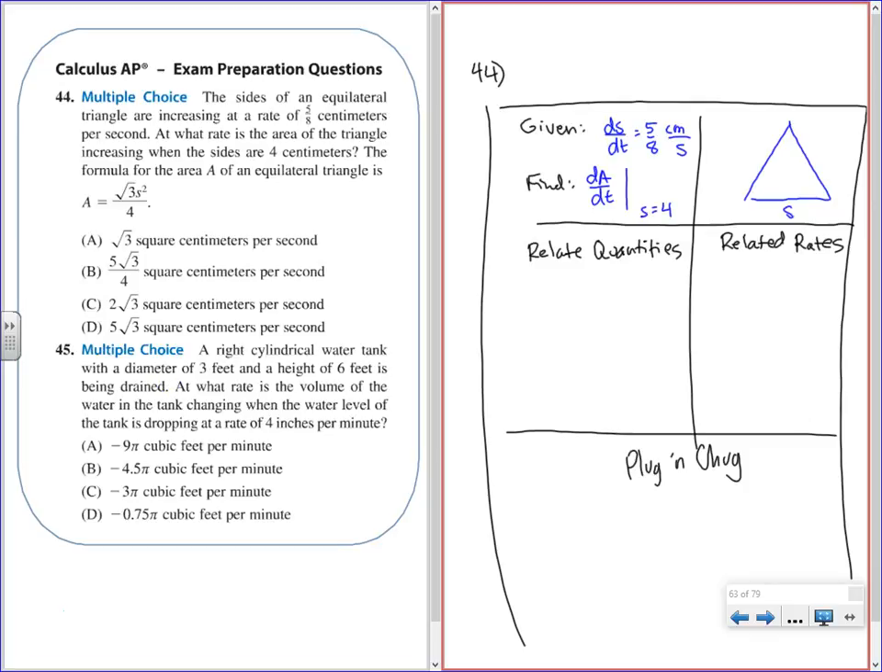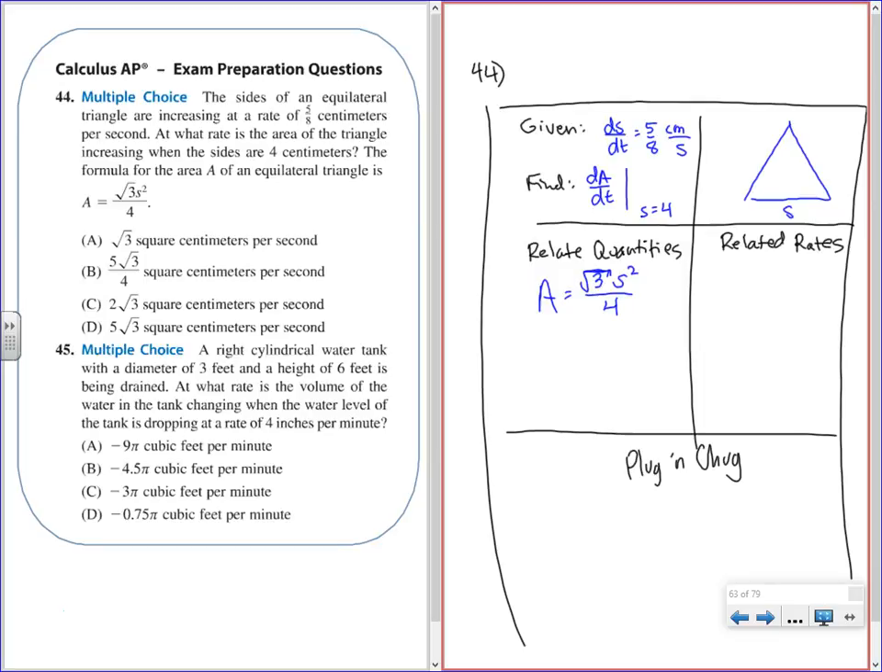Someone new, someone different, someone amazing. What'd you put for the formula in the next box? Andrew. A equals root 3 s squared over 4. Where'd that come from? Oh, they gave it to me. They gave me the relationship, right?